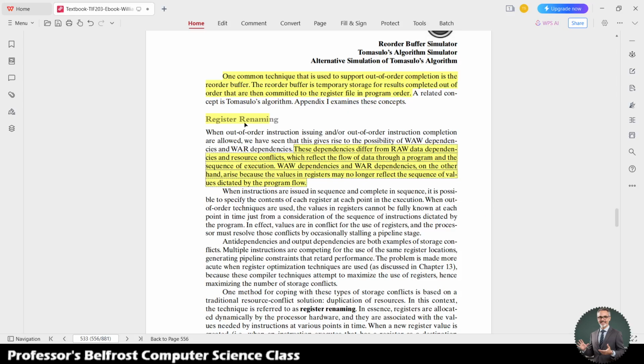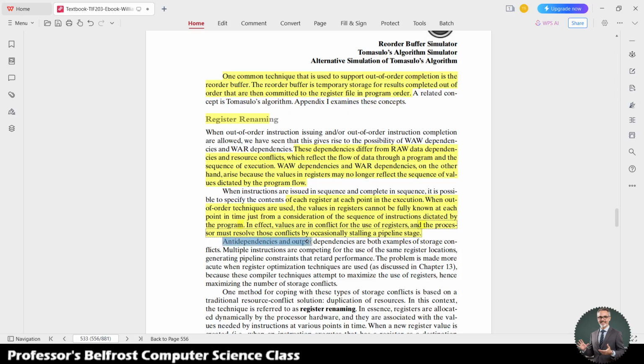Okay? So when instructions are issued in sequence and completed in sequence, it is possible to specify the contents of each register at each point in the execution. But when out-of-order techniques are used, the contents of registers cannot be fully known at this point in time because of the sequence of instructions dictated by the program. In fact, the instructions are in conflict for the use of registers, and the processor must resolve this conflict by occasionally stalling a pipeline stage. Okay, so this is the issue.